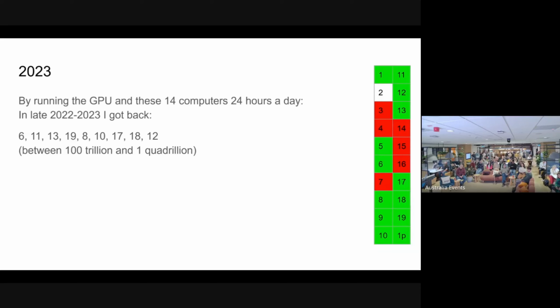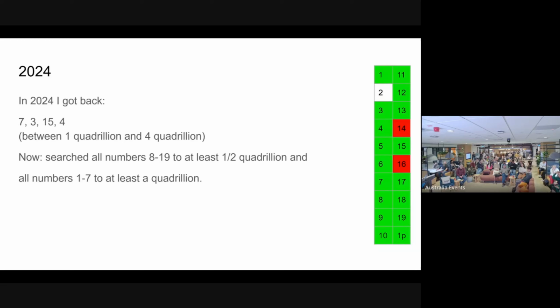So all the ones in green I've got back. The ones in red I still hadn't got. 2024, got back 7, 3, 15, and 4. I'm now searching to get those between 1 quadrillion and 4 quadrillion.